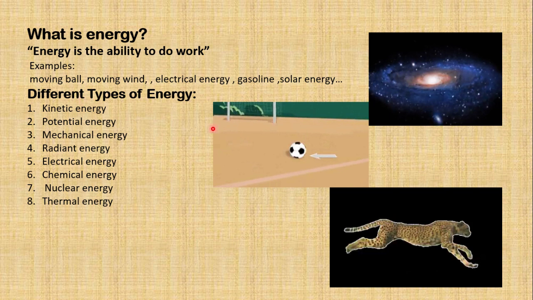Let's see the different types of energy. What two basic types of energies are? These are kinetic energy and potential energy. Kinetic energy is the energy that is due to the motion of an object. And potential energy is the stored energy in an object. While the other forms are mechanical energy, this is also due to the movement. Radiation, as the name shows, radiant energy. Electrical energy, chemical energy, nuclear energy and thermal energy. These all are either due to the motion of an object or stored in the object.